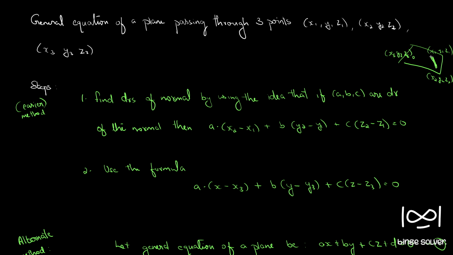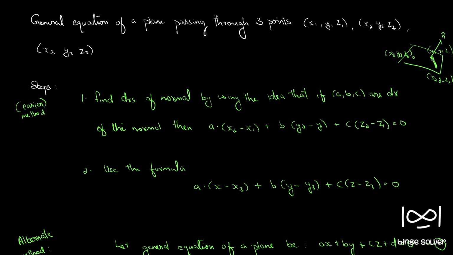For that, we can use the fact that any normal n will be perpendicular to the direction ratios of the line segment joining any 2 given points. So we can randomly pick 2 points, draw a line and find the direction ratios of that line. The equation to find the direction ratios of a line joining 2 points was discussed earlier. We know that n and the direction ratios will be perpendicular, and we use that fact to find the direction ratios.